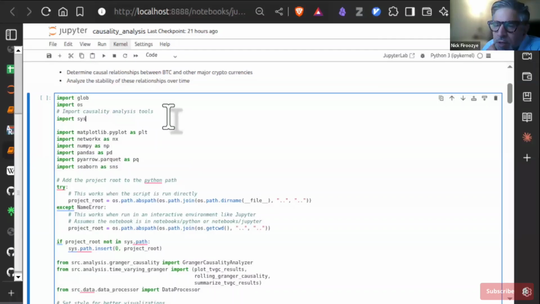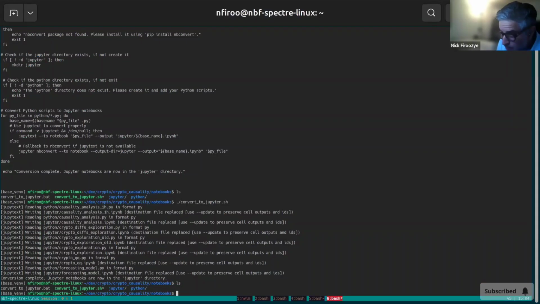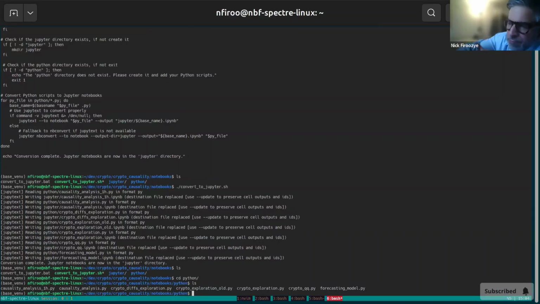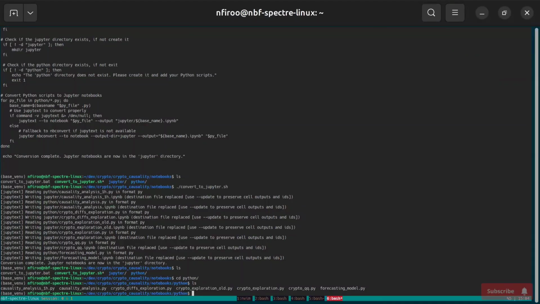Some of those notebooks, the crypto diffs exploration, the crypto exploration. Let me see where the checkpoints are. The checkpoints are things that typically come along for free. Some of those were earlier versions, and if you get them working, that's wonderful, but you'll see they're somewhat more naive. What we're looking at is causality analysis and causality analysis 1 hour this time. But we have the explorations in differences, and then the original exploration. I should delete some of these, and then some QQ plots, and the forecasting model is potentially interesting.